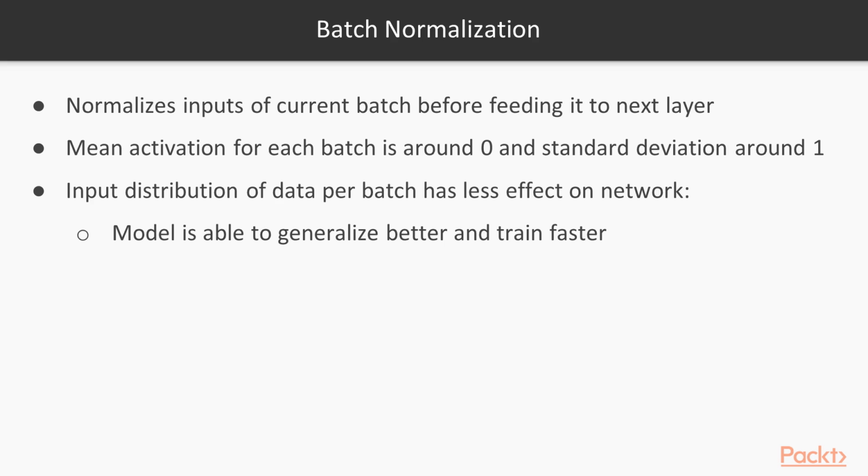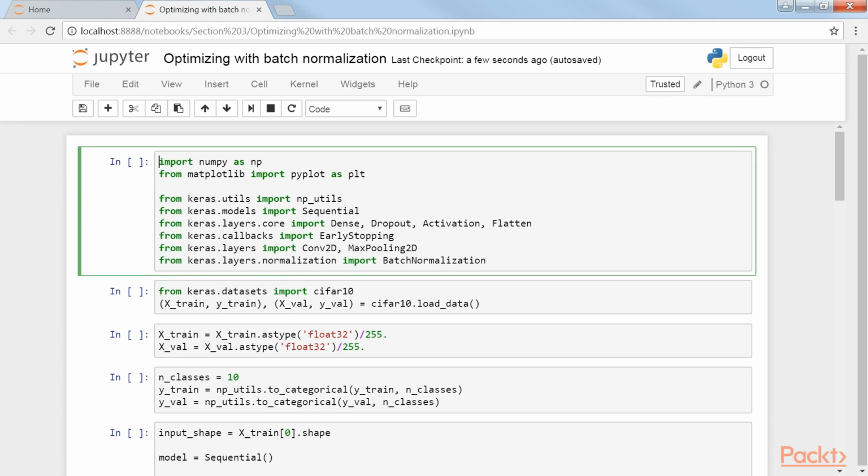By doing this, the input distribution of the data per batch has less effect on the network, and as a consequence, the model is able to generalize better and train faster. Now, let's show you how to apply batch normalization to an image dataset with 10 classes. First, we train the network architecture without batch normalization to demonstrate the difference in performance.